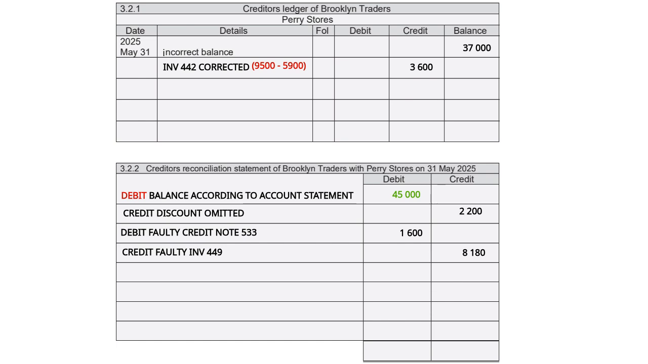Then number E. Invoice 109 on 23 May was an error made by Brooklyn Traders in their creditors ledger. The goods were not bought from Perry Stores. So now the error took place in the creditors ledger. So we're going to go to our creditors ledger. We're going to say debit faulty invoice 109.